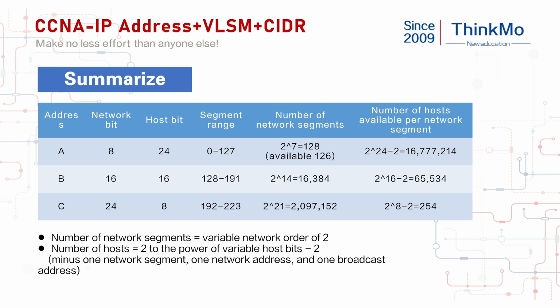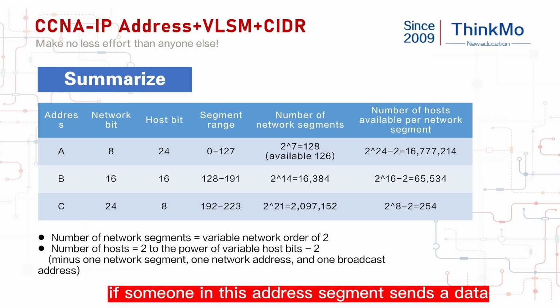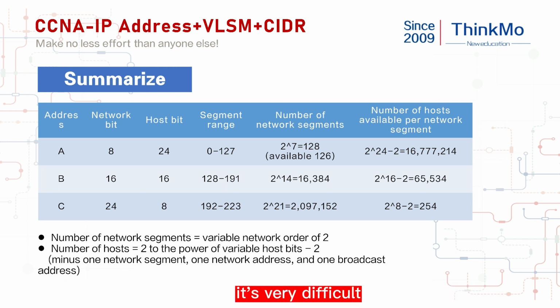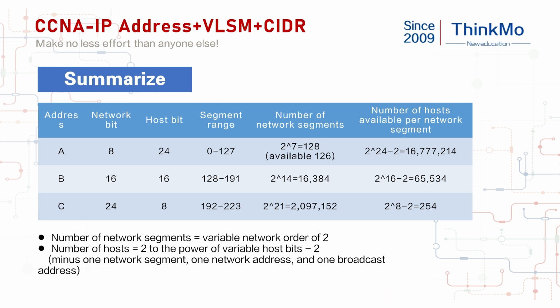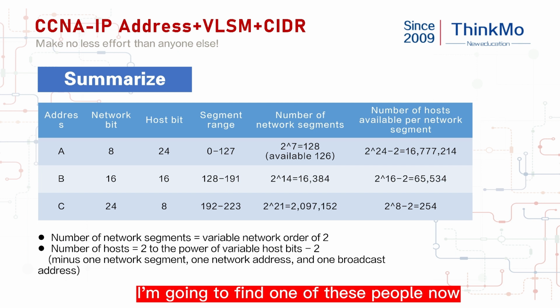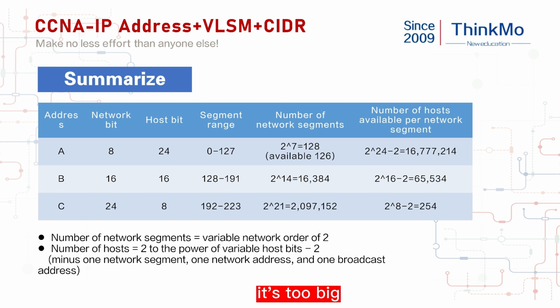You will find, if someone in this address segment sends data, I need to find a person in the whole network segment. It's very difficult. For example, there are now more than 1,600 people. Assume one device per person. In this address segment, I'm going to find one of these people now. It's too big. So very difficult.